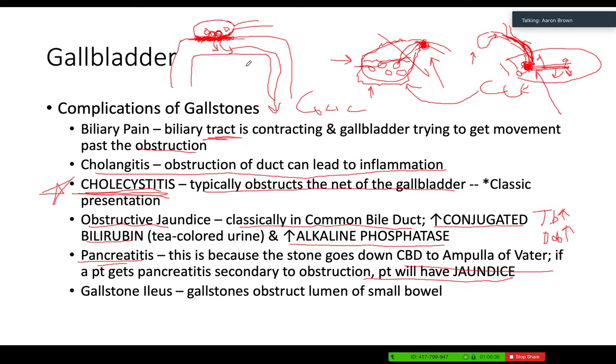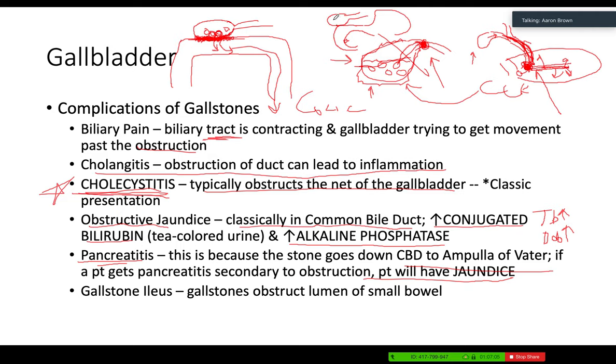Now, there's another organ that the gallbladder is nearby. I wish I had an eraser so I could make a little bit more space here. So here's our gallbladder. We said that it's nearby the transverse colon. The other organ that is nearby is our duodenum. Okay, so here's our stomach. Here's the first part of our duodenum coming around. Here's the ampulla here, okay?